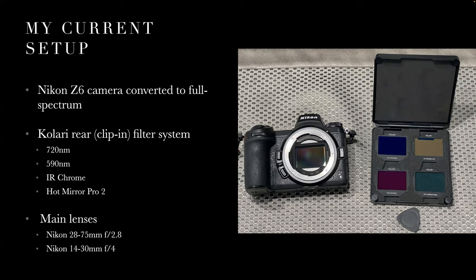So I've got just the basic kit. I have the 720, the 590, the IR Chrome, what they call IR Chrome light, and something called a Hot Mirror Pro 2, which is the visible light cutoff filter. My main lenses are the Nikon 28-75 f/2.8 and the Nikon 14-30 f/4. I found that both of those perform quite well for infrared and obviously for visible. I have a list of lenses and whether or not they work well for infrared over on my website at luminescentphoto.com. So let me share some pictures to show you how I've used infrared over the years.